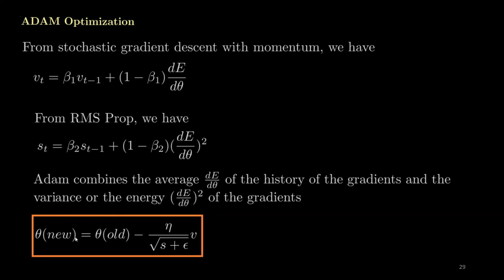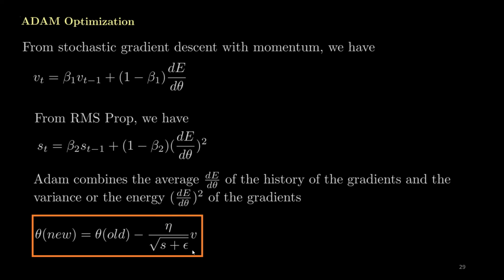We can see that this is the update equation of the parameters. So theta is the parameter, which is basically the weights and the biases of a neural network. So this is the new value of the parameter and this is the old value of the parameter. The new value is basically the updated value of the parameter, and you can see that it is obtained by subtracting this whole term from the old value of the parameter. If you see here, S is the parameter which comes from the RMS prop equation. V is the parameter which comes from the momentum equation. And eta, this term is the learning rate.